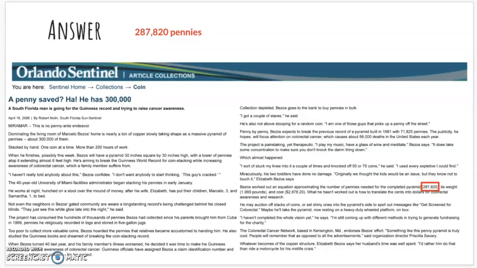All right, so here's our answer. There are 287,820 pennies in that square pyramid. Okay, so if you want to read a little bit more, I snipped the answer article where I got this from, so you can pause the video and read more about that if you want.